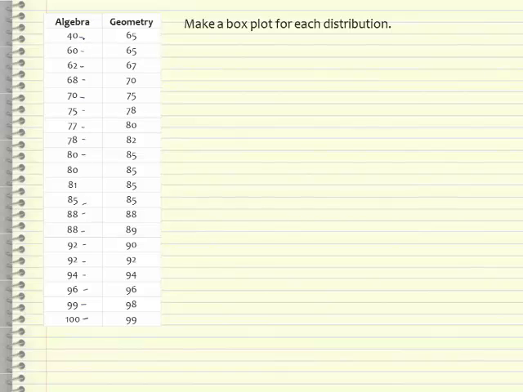So I lost track. 1, 2, 3, 4, 5, 6, 7, 8, 9. Okay, so my median is going to be right here. So I'm going to take 80 plus 81 and divide it by 2, and I'm going to get 80.5.